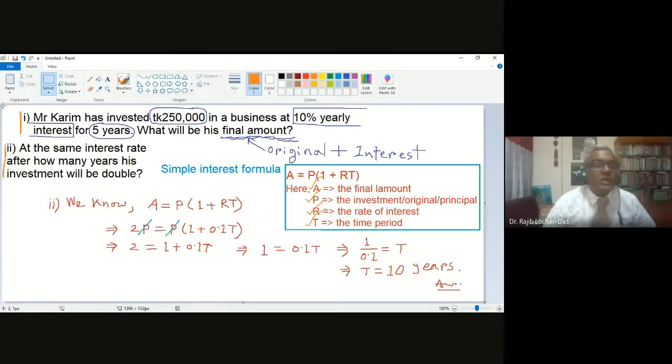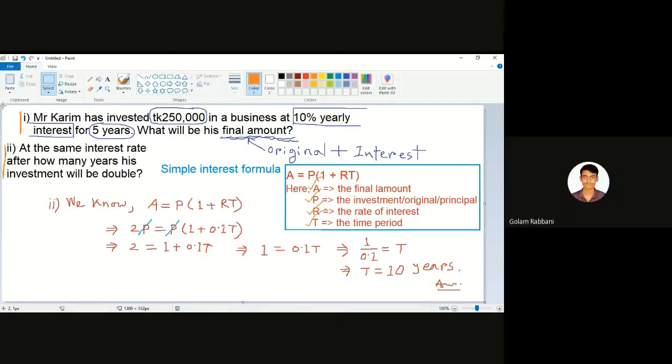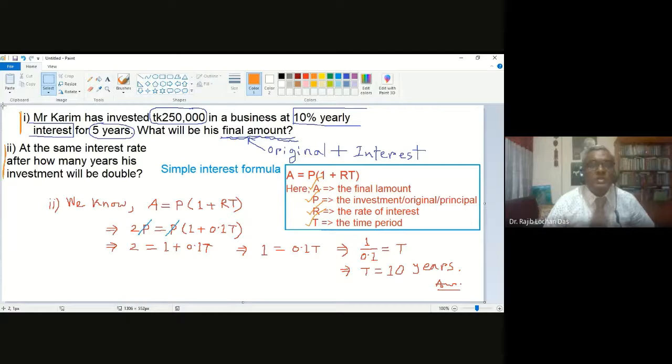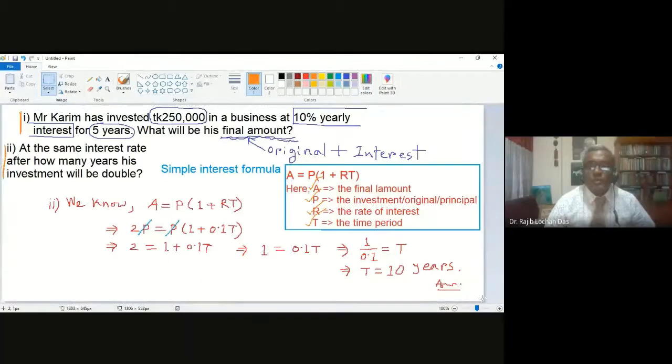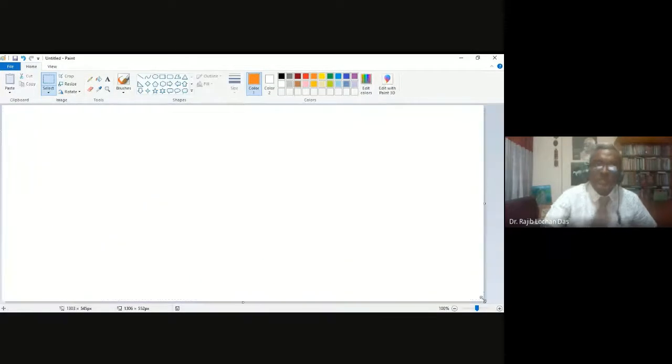So is that okay? Can I erase this? Yes, sir. Anyone has any question? No, sir. Good. So let me erase this and let me start another thing which is called measurement unit.